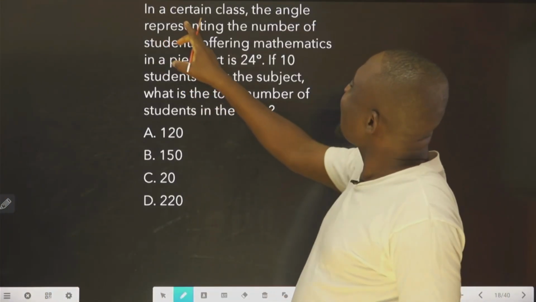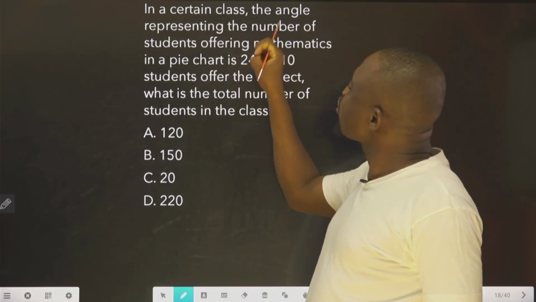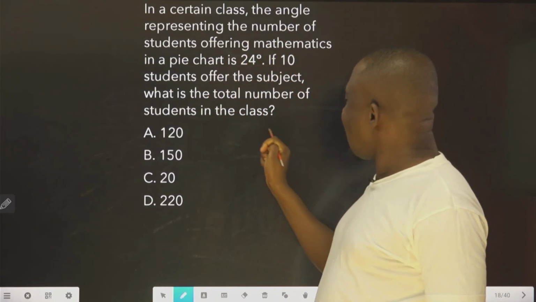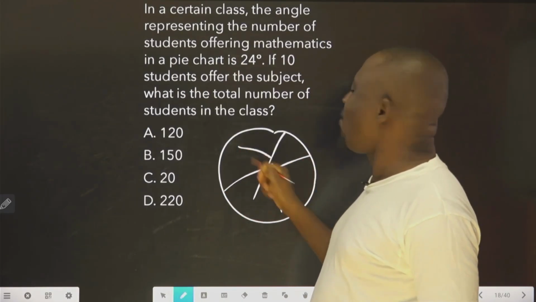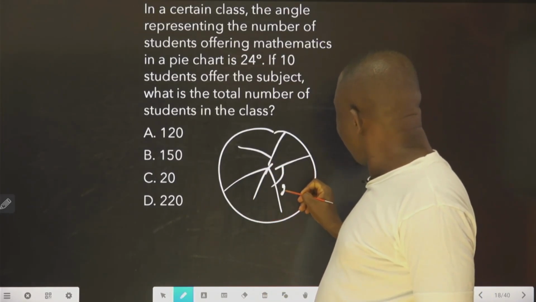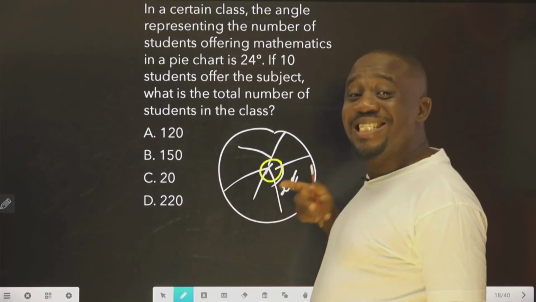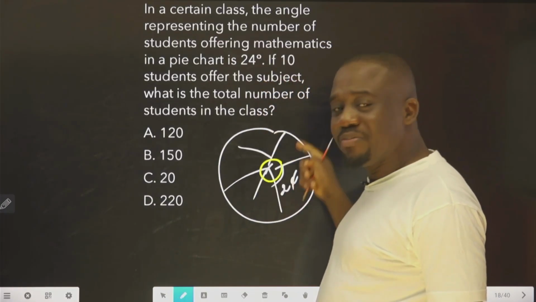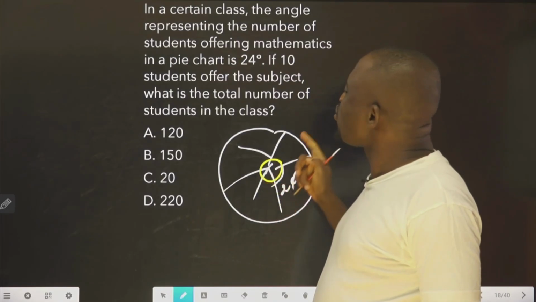Let's look at this. In a certain class, the angle representing the number of students offering mathematics in a pie chart is 24. If it's a pie chart, remember you have to divide it, whatever, we don't know. But we are saying that, for instance, this is 24 for mathematics. Okay? Total is 360. The question says, if 10 students are offering mathematics, what is the total number of students in that class?